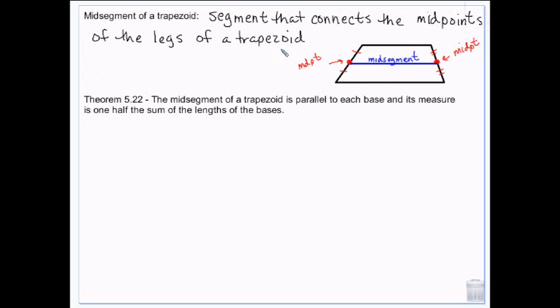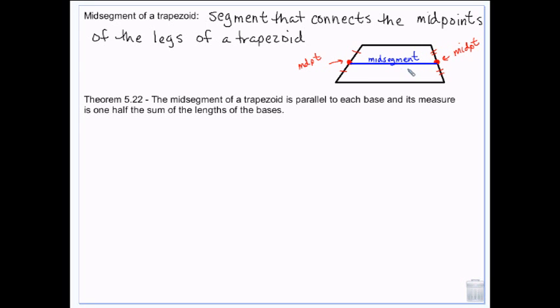Okay, so the mid-segment of a trapezoid is a segment that connects the midpoints of the legs. The midpoint of each leg is exactly halfway between the length. And then the mid-segment connects those two halves. Now, if this is isosceles, all four of these will be the same length.